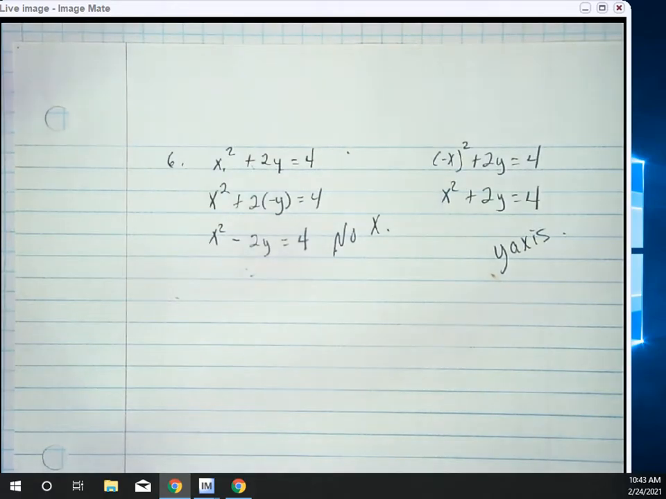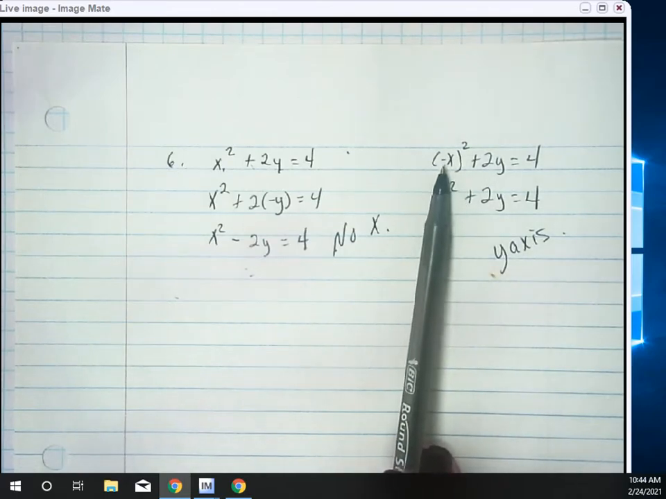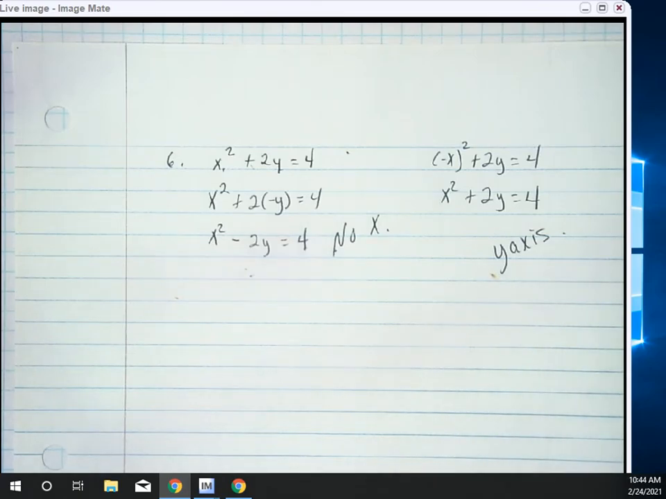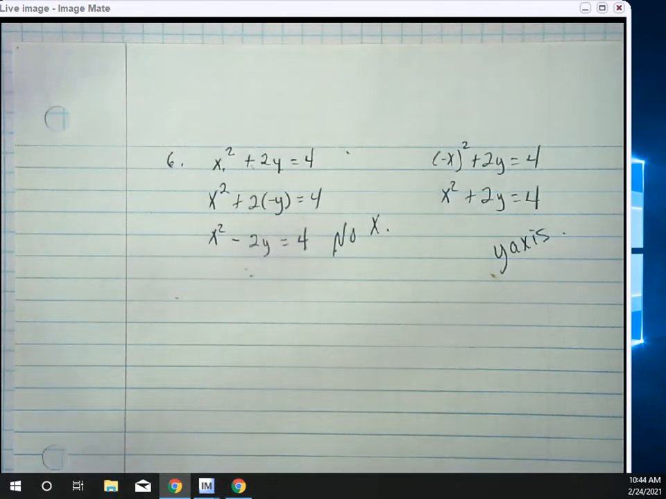To test for symmetry with respect to the x-axis, you replace the y with a negative y. It has to be exactly what you started with for it to have symmetry. To test for the y-axis, you replace the x with the negative x. To test for the origin, you replace both the x and the y with negatives and see if you get it out. So let's try another equation because I think this is faster.